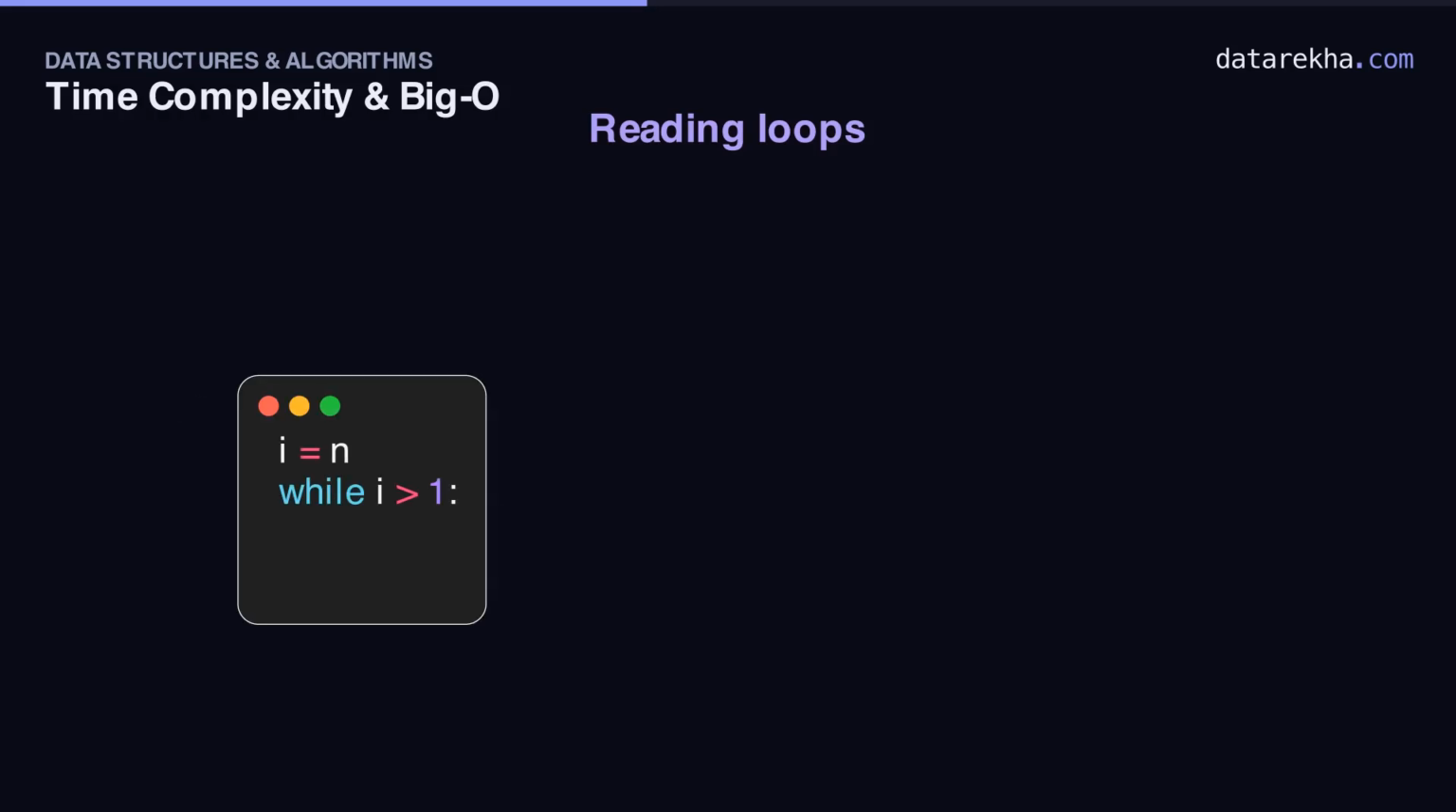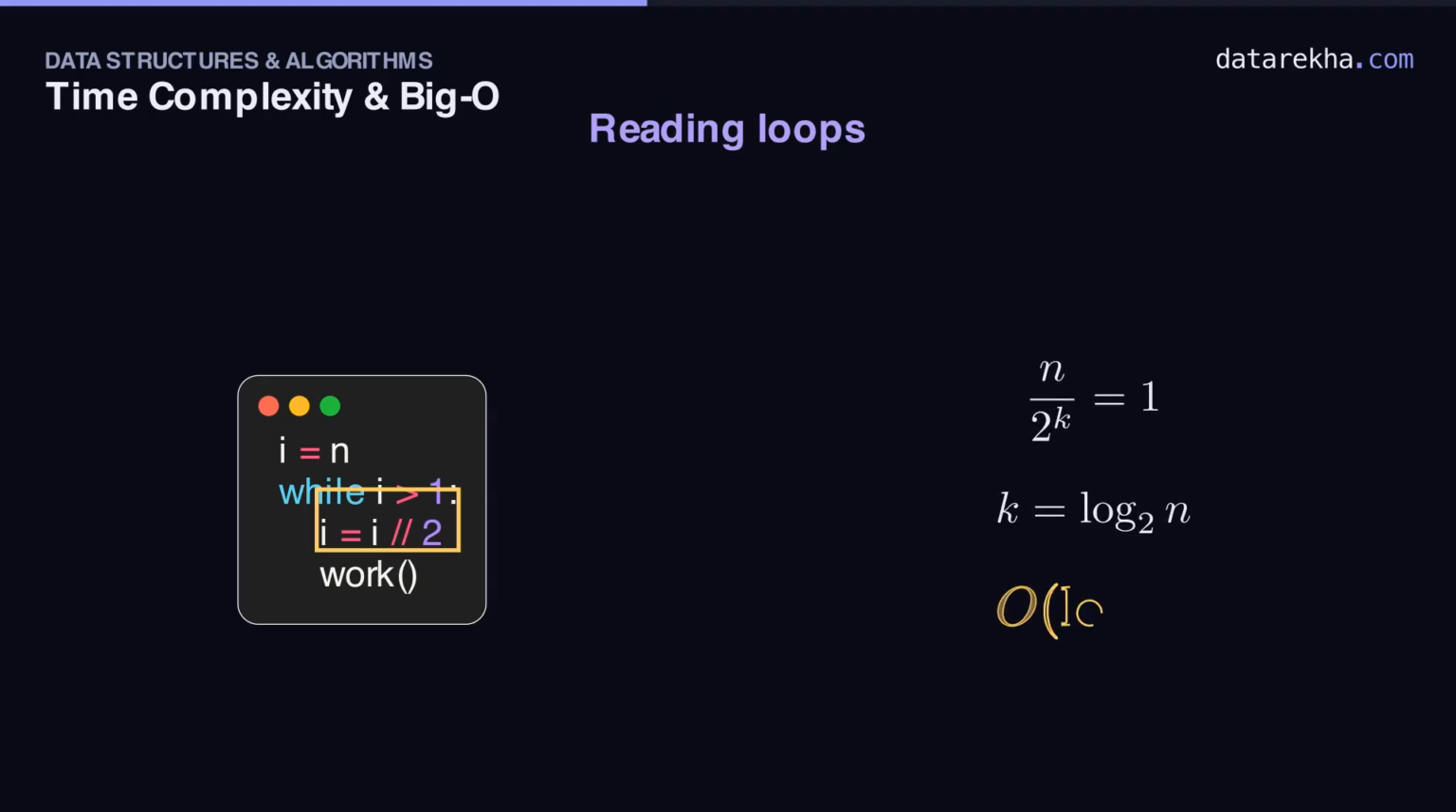The third pattern is the sneaky one. Here i starts at n, and every pass halves it. So i marches down: n, then n over 2, then n over 4, all the way to 1. How many halvings until we reach 1? Set n over 2 to the k equal to 1. That means n equals 2 to the k. So k is log base 2 of n. The loop runs log n times, order log n.